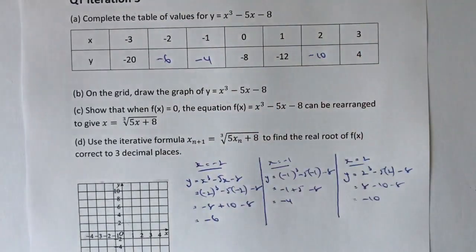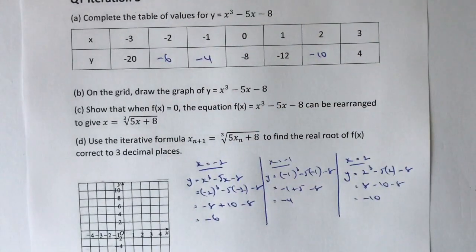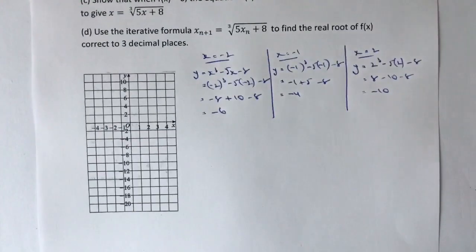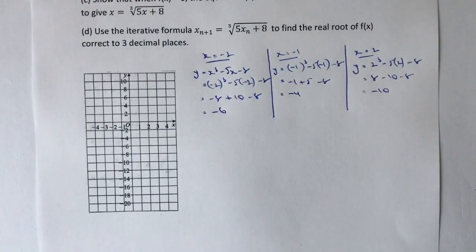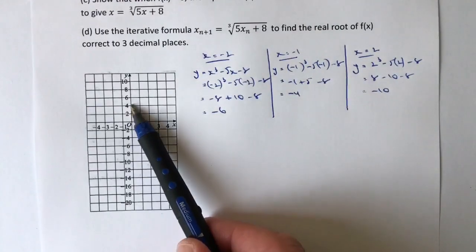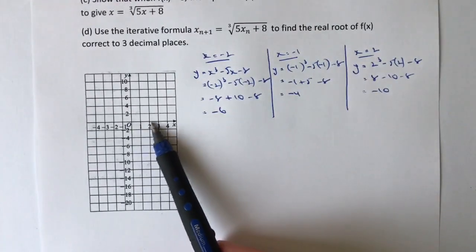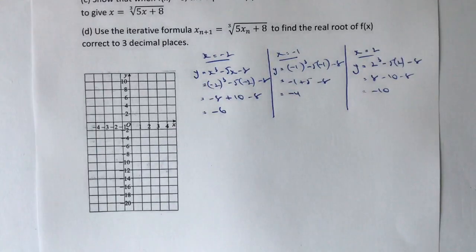And then it says, on the grid, draw the graph. Hopefully you'll be able to see this on the graph itself. You can go to my website and print off this question sheet if you want to, or you can have a go at sketching it. But what you will notice is that it goes up in 2s, and then it goes along in units of 1. So just be a little bit careful with that.